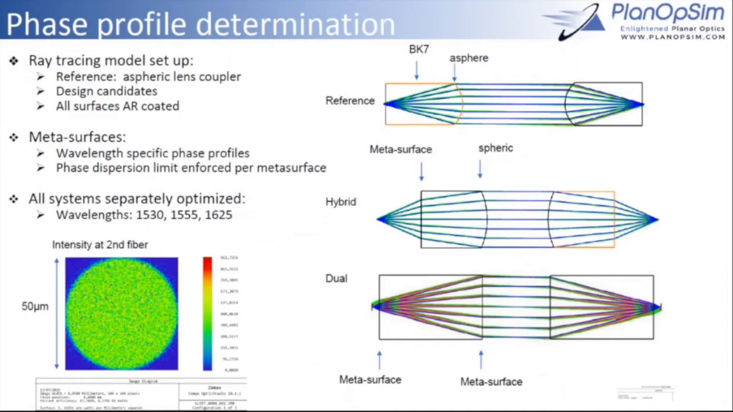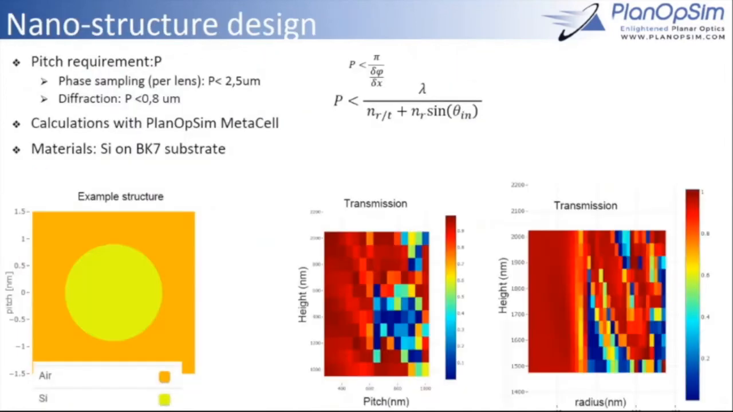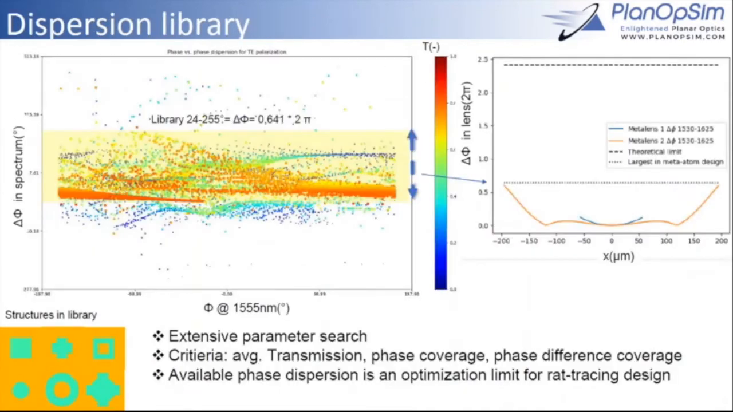That will tell us which dispersion engineering we need, but there's a problem here. We only have a certain band of dispersion engineering available, and for that we need to feed the limit of our structure library into the ray tracing to come up with a design that realistically meets the demands of the dispersion engineering system.